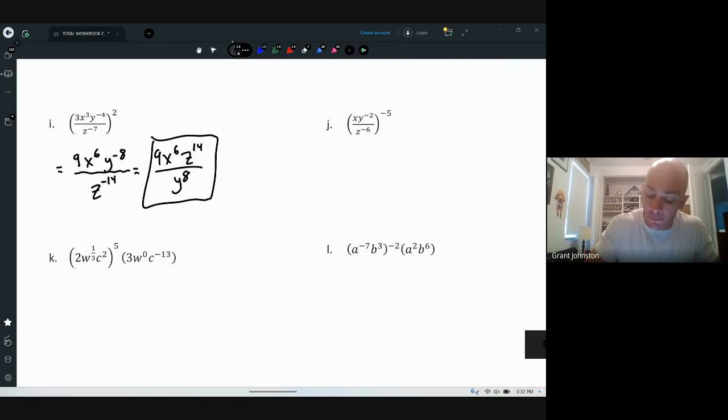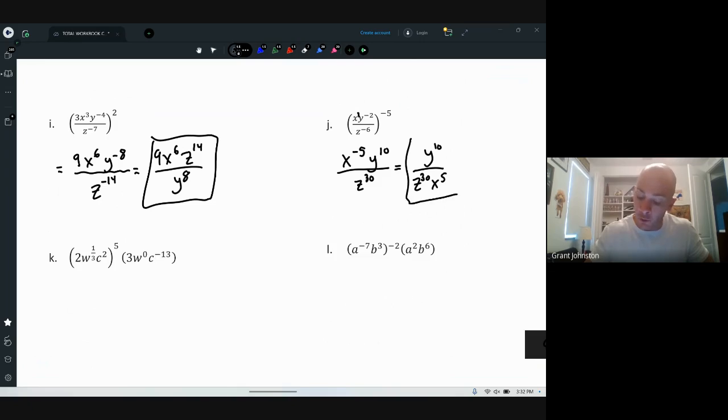On J, remember, this is x to the 1st. So the 1 times the -5 is going to be x to the -5. -2 times -5 is +10 there. And then the -6 times -5 is going to be +30. So then the only thing that needs to move is the x to the -5. The y to the 10 is going to be alone up there. That's not moving. The z to the 30 is going to stay as well. And the x to the 5 is going to come and join z to the 30.